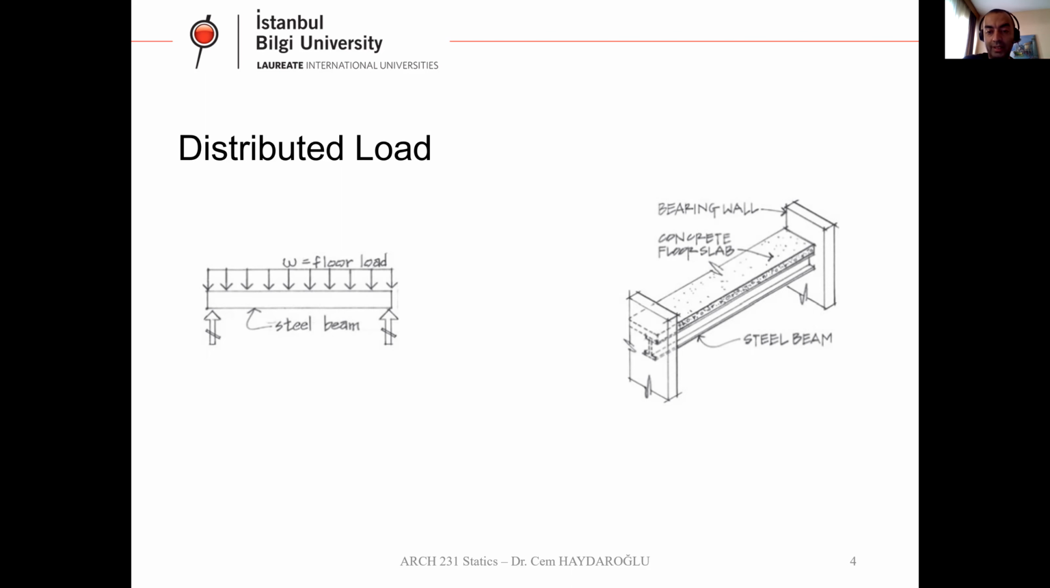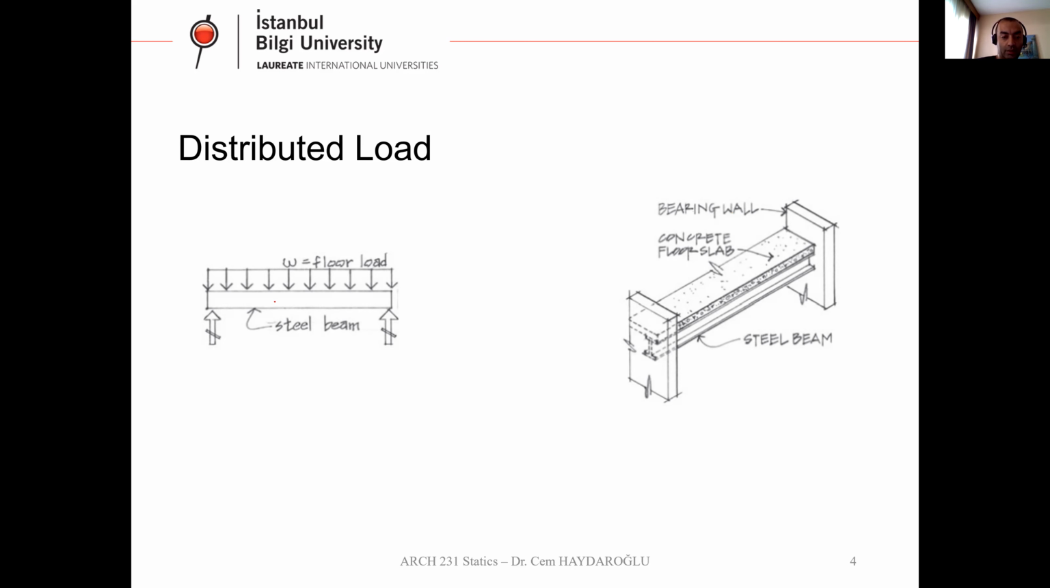Here at the right-hand side, you can see a steel beam. On the steel beam, there is a concrete floor slab. So when we check this out, you can see the concrete floor slab is on every point of the beam. So the thickness is the same. We have the same concrete weight on this beam. So we have a uniform distributed load, as you can see at the left-hand side.